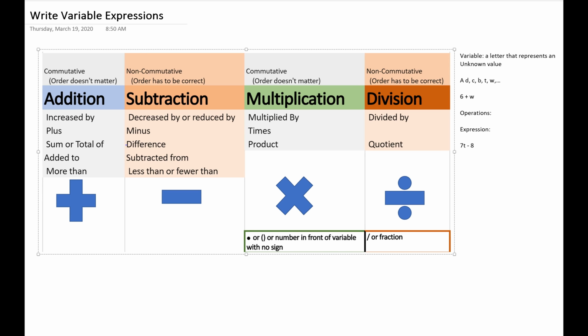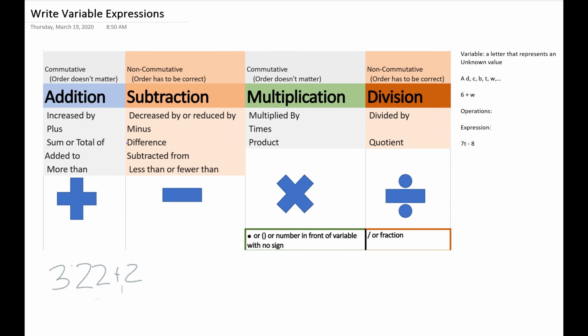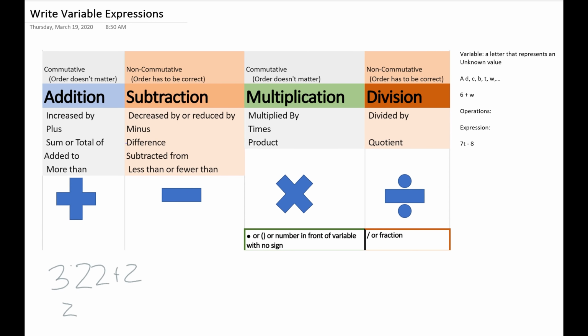So for example, in the one that we just did, z, you could do 322 and then the plus z, or you could actually just do the z plus 322, and you would get the same answer. Let's pretend that z stands for 5. 322 plus 5 is 327. 5 plus 322 is still 327. So addition is commutative. It doesn't actually matter what order you do it in.